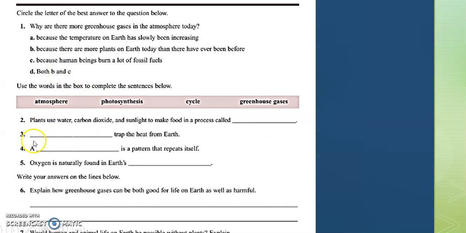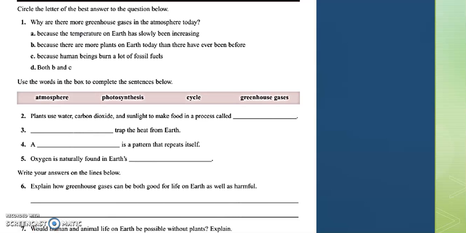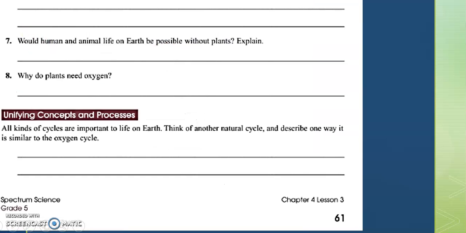Sorry, I skipped one question. I'm not sure if it's on the other page, so I'm going to read it here. Will human and animal life on Earth be possible without plants? Nah, negative. This question is negative. It's not possible. Right? Remember, the trees and the plants make a process that is very important. Will human and animal life on Earth be possible? No, it's not possible. So it's negative.